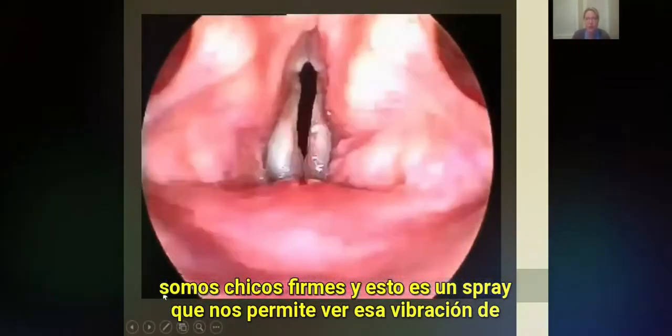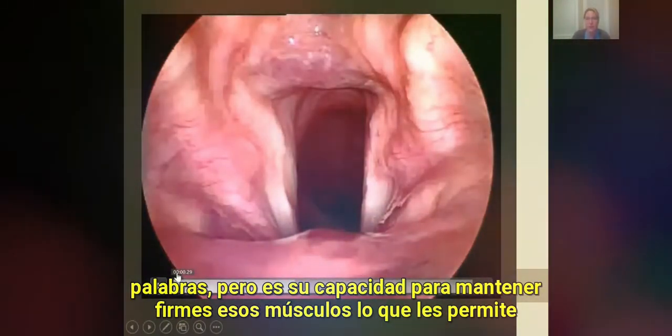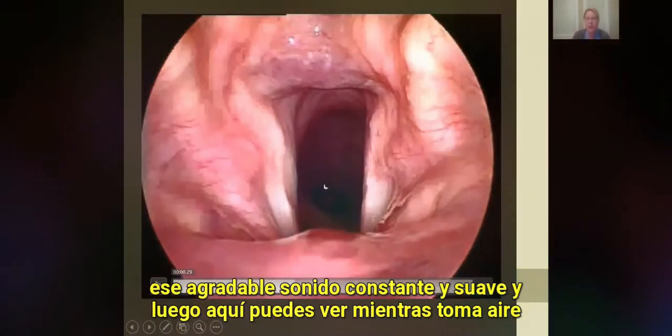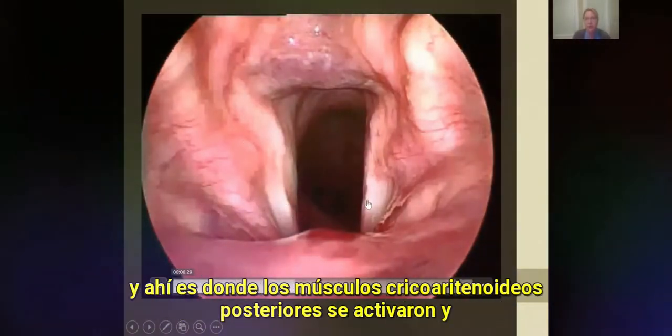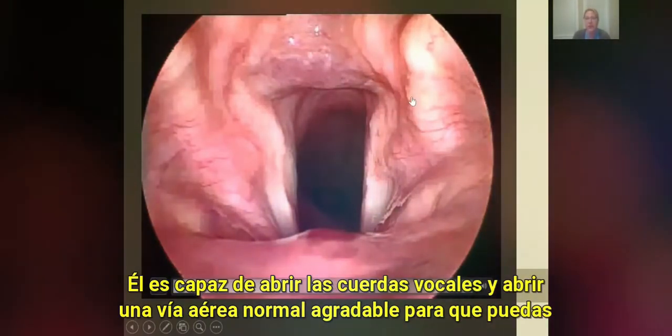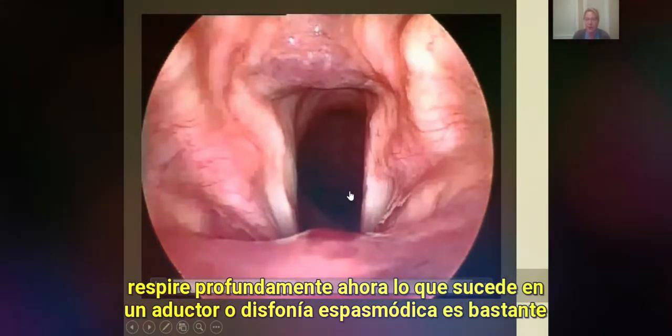And this is strobe, which allows us to see that vibration of the vocal cords. But it's his ability to hold those muscles steady that allows him to get that nice, steady, smooth sound. And then here you can see as he takes a breath in, that's where that posterior cricoarytenoid muscle is activated, and he's able to open up the vocal cords and open up a nice normal airway so he can take a big breath.